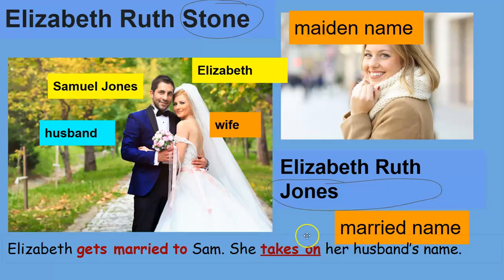Let's do it again, okay? So Elizabeth Ruth Stone. Stone is her maiden name, but Elizabeth gets married to Samuel Jones. They become a husband and wife, and Elizabeth takes on her husband's name. And so she becomes Elizabeth Ruth Jones, and Jones is her married name. So we have maiden name and married name.